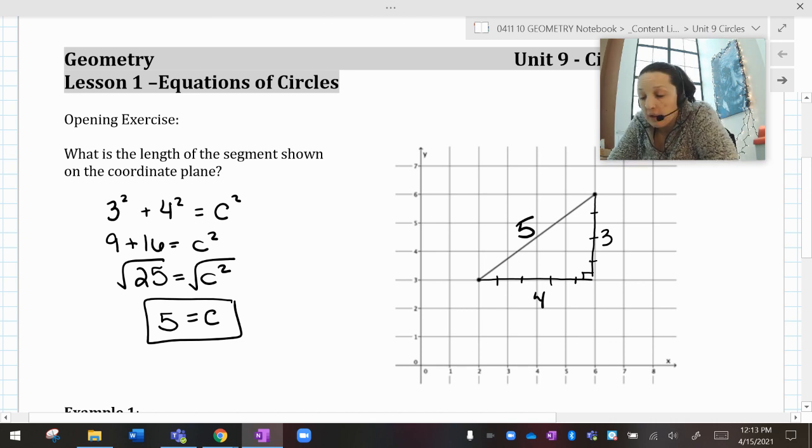What have I learned from that? Just a reminder, you can find the distance between 2 points on a grid by doing a squared plus b squared equals c squared. And I've also learned that if you go over 4 and up 3, or even over 3 and up 4, you can get a length of 5, which is pretty cool.